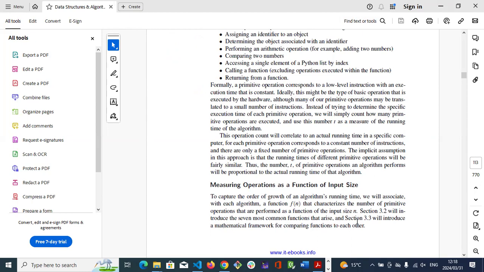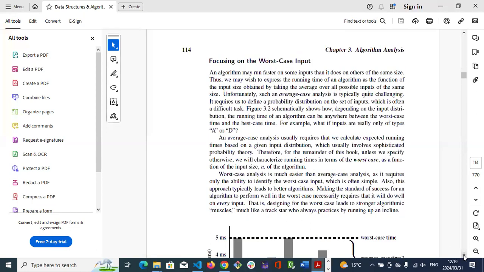We perform the function in the input size n. It is a common function that arises in sequence. We will introduce the mathematical framework for comparing functions to each other, focusing on the worst case.